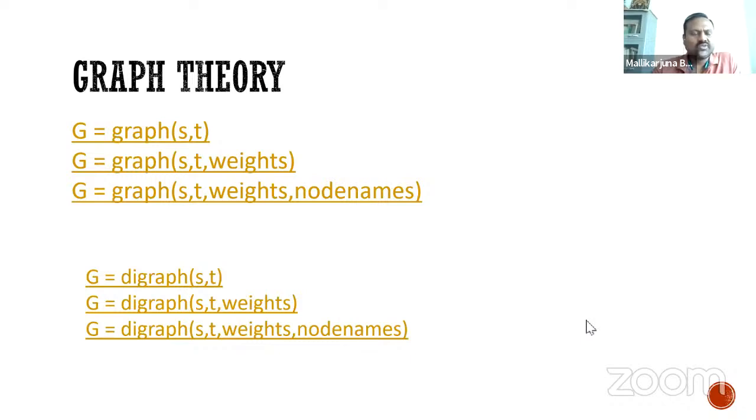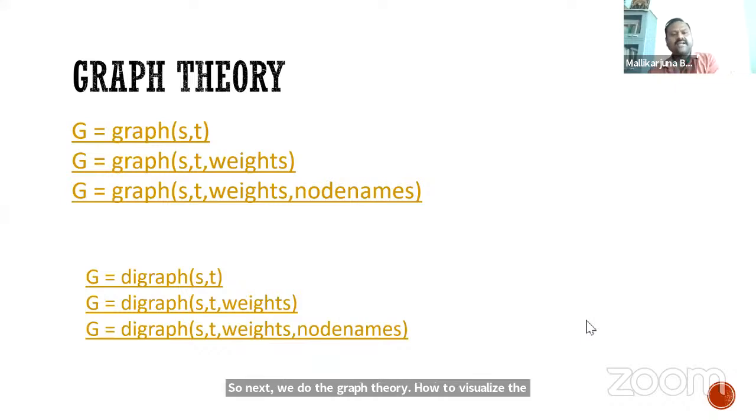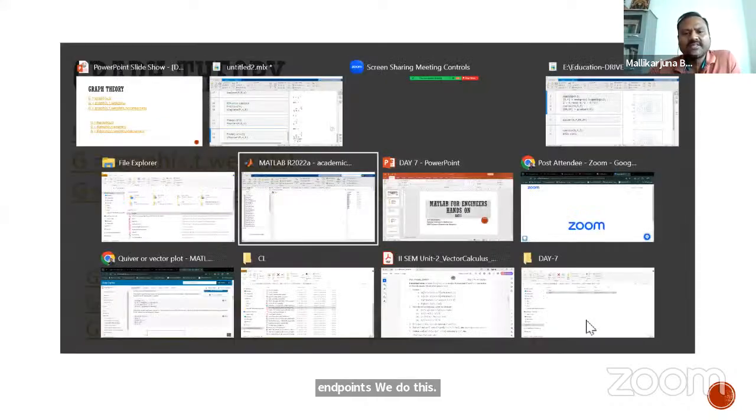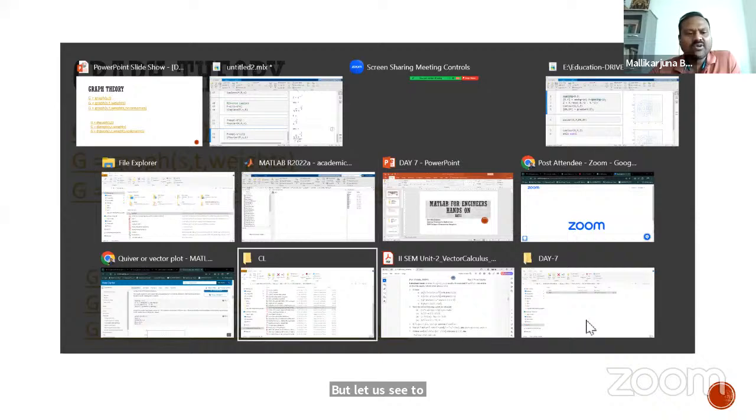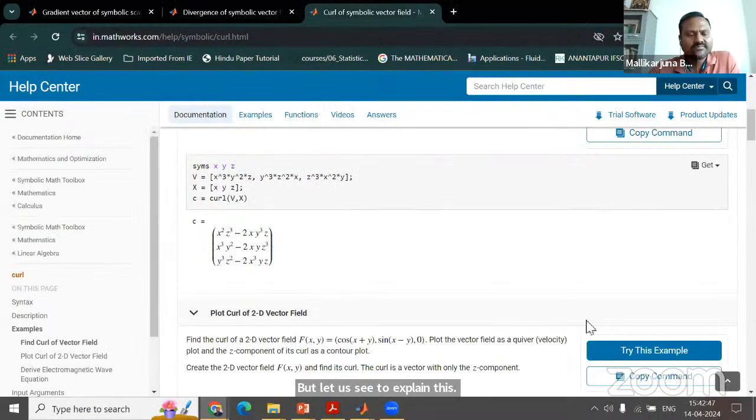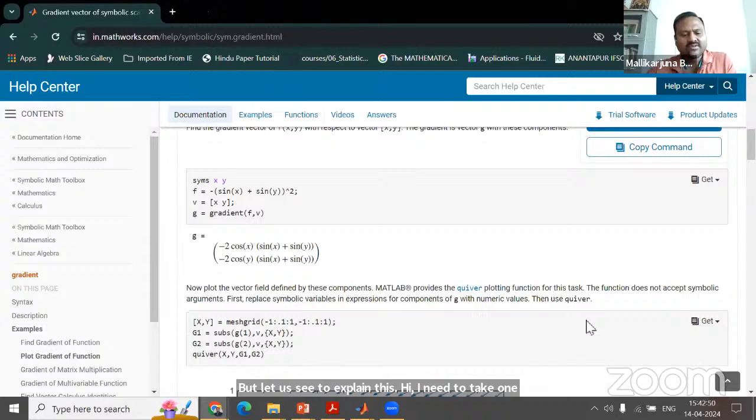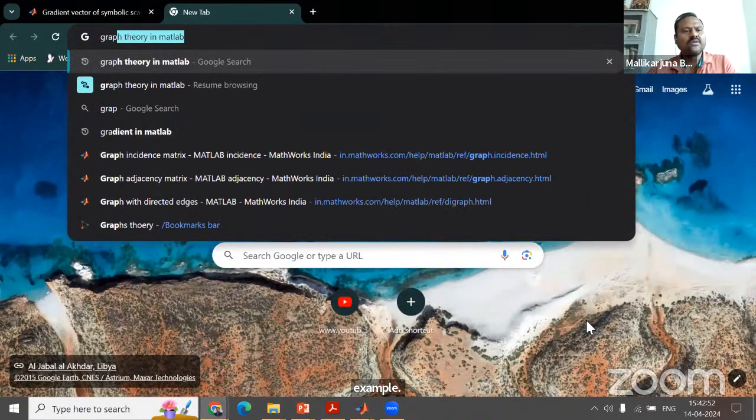So next, we do graph theory: how to visualize graphs and directed graphs. For any graph, there are certain endpoints for every edge, right? Based on the endpoints, we do this. But to explain this, I need to take one graph theory example.